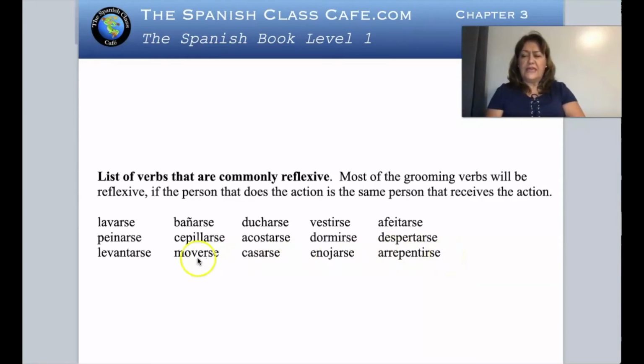Now notice verbs like casarse or arrepentirse or moverse. It goes a little more in depth in Spanish about reflexive verbs, because it's not only an action that you can feel or do, like when you wash your hair. It's also actions that affect you emotionally. Think about it. If you get married, it changes your life. Then to get married is reflexive. Moverse, when you move from one state to another state, or when you move to another house, it also affects you.